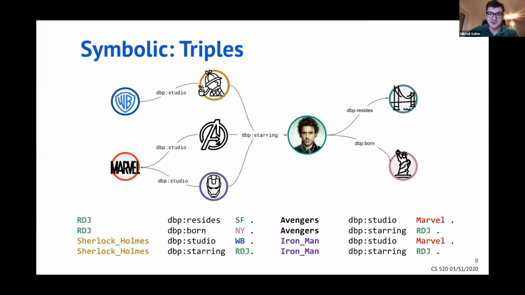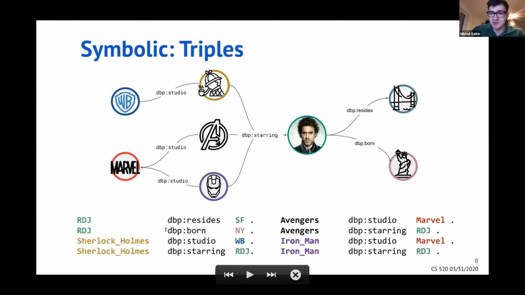We are directed edges and entities are parts of the triple. So for instance, Robert Downey Jr. born in New York, and we can write it down in this symbolic form, where DBP stands for DBpedia predicate. DBpedia is one of the knowledge graphs similar to Wikidata. So it is just to separate the namespaces. That's why we use DBP.